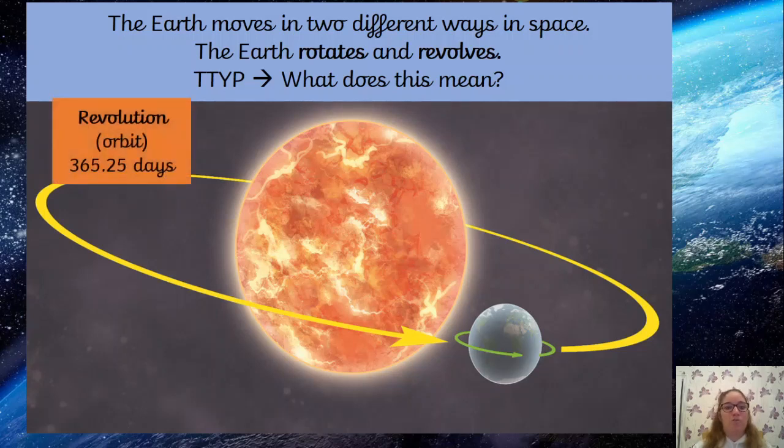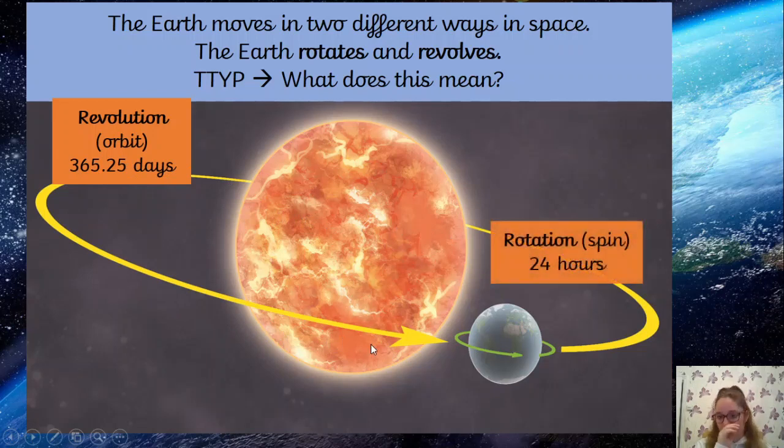So when the Earth revolves, it's the orbit around the sun. This is when it goes all around this ellipse here, and it takes just over 365 days. When it rotates, it spins on its own axis, which takes Earth 24 hours. Each planet takes a different amount of time to orbit the sun, and each planet takes a different amount of time to spin, to rotate.